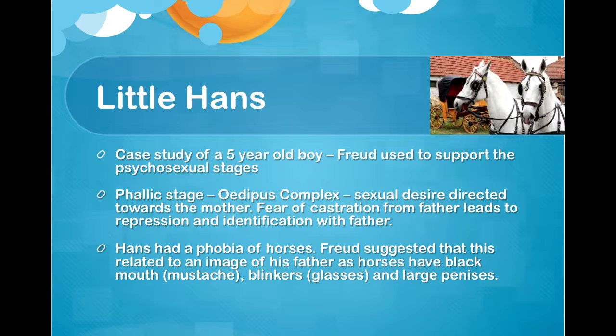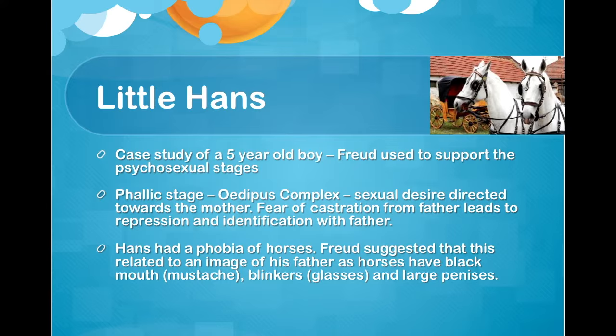So horses have black lips, and his father had a moustache, so he said that the horse's black lips related to the father's moustache. The father wore glasses, and little Hans had seen horses with blinkers on, and horses have large penises, and Hans would have seen his father's penis as large. Yeah, I'll just let that sit with you for a while. So that's the idea, that there's this identification, this picturing and interpreting the horse as the father. And so Freud uses this to support his theory.